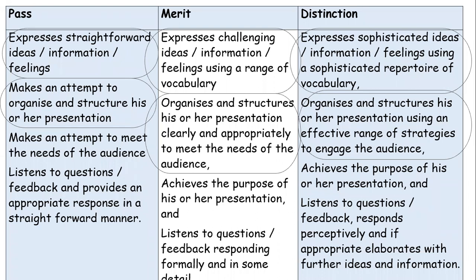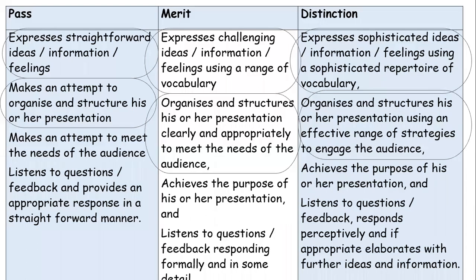The different criteria that we've got here for pass, merit and distinction will help you think about where your speech is going and whether it's going to hit the different targets that you want. So if you're aiming for a pass, then it's going to be straightforward information, ideas and feelings, and you're going to make an attempt to organise and structure this.